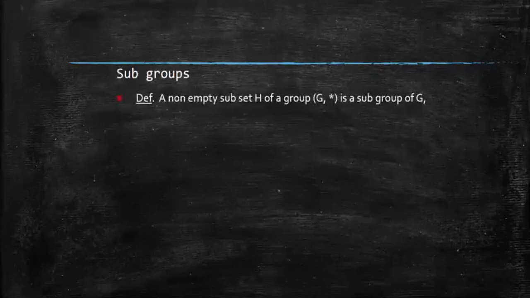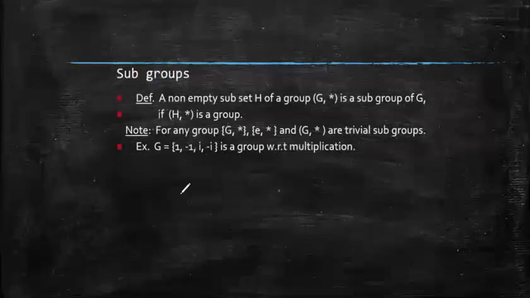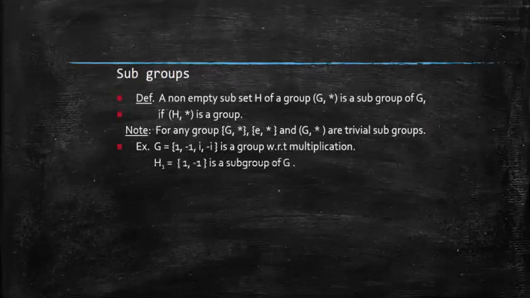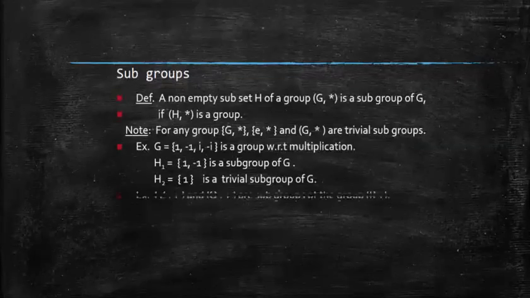Now the next topic is subgroup. A non-empty subset H of a group G, comma, the operation star, is a subgroup of G if H comma star is also a group. For any group G comma star, E comma star and G are trivial subgroups. Suppose we take the example of 1, minus 1, I, minus I, which is a group with respect to multiplication. If you are taking these four elements, then 1 comma minus 1 is a subgroup of G, and simply 1 is a trivial subgroup of G. Why are we calling it a group with respect to multiplication? If you multiply 1 into minus 1, it will give you minus 1, and minus 1 belongs to your set G. You can check all the four properties of a group with respect to multiplication, and it will satisfy these properties. So here, for example, Z plus and Q plus are the subgroups of R plus.